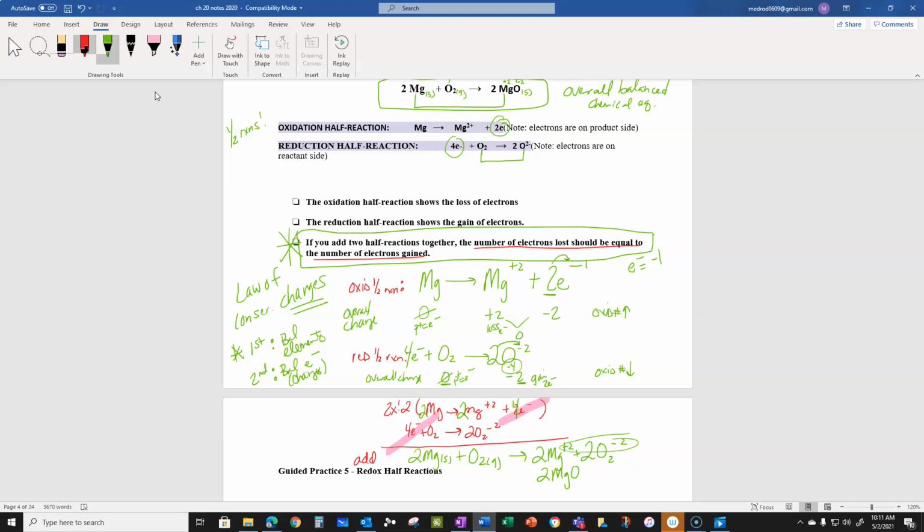Oops, did I put a 2 too many places? Oops, this 2 right here should not be there. No 2 right there. No 2 right there either. Okay, too many 2's. And there it is, ladies and gentlemen.